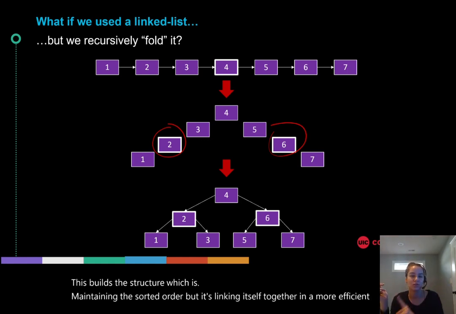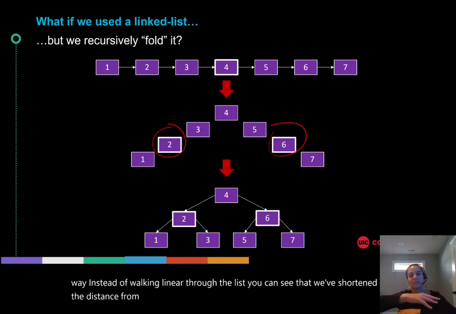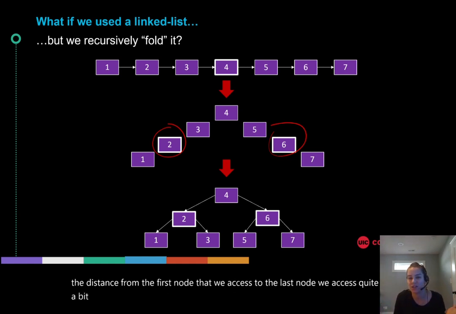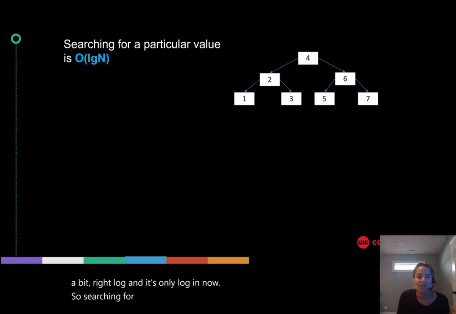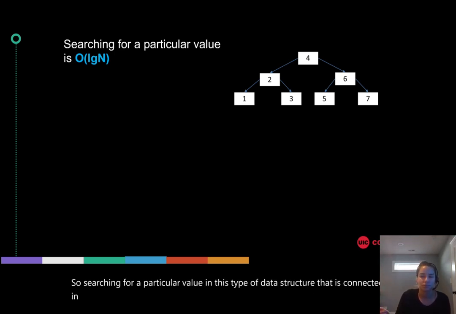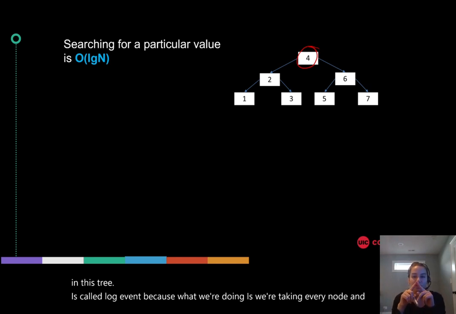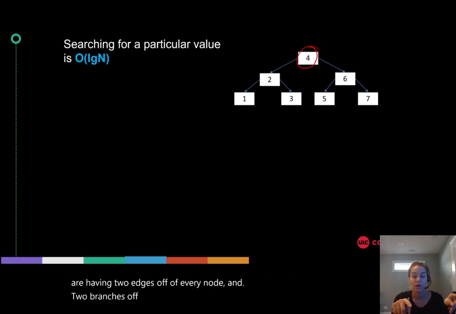Instead of walking linear through the list, you can see that we've shortened the distance from the first node that we access to the last node we access quite a bit, right? Log n, it's only log n now. So searching for a particular value in this type of data structure that is connected in this tree is called log of n, because what we're doing is we're taking every node and we are having two edges off of every node and two branches off of every node below it.